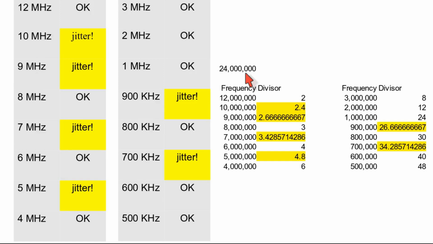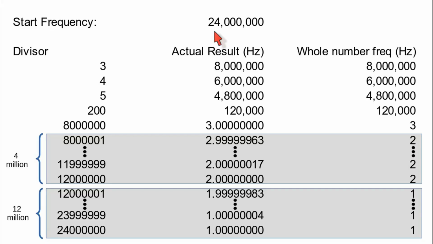So how many jitter-safe frequencies are there? This is actually not so straightforward to answer. Obviously there are 24 million different whole number divisors that you could use to create a new frequency out of 24 megahertz, but the overwhelming majority are totally useless. Here's an example. Divide 24 megahertz by 3 and you get 8. Divide by 4 to get 6, and so on. Divide by 24 million to get 1 hertz.